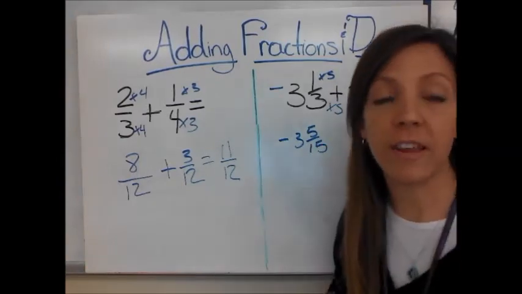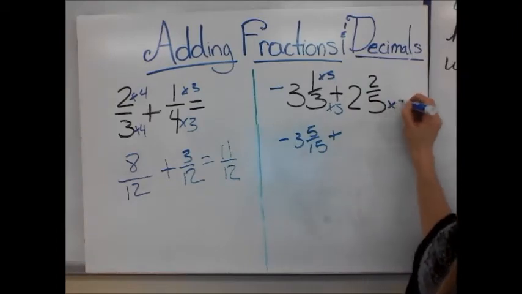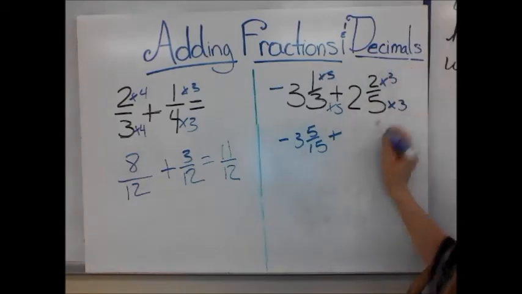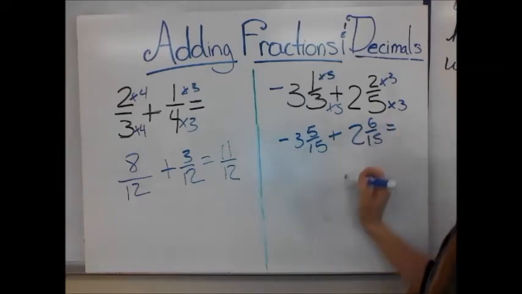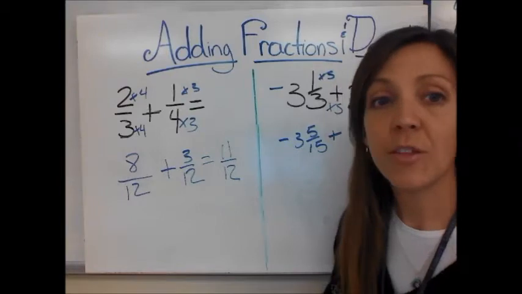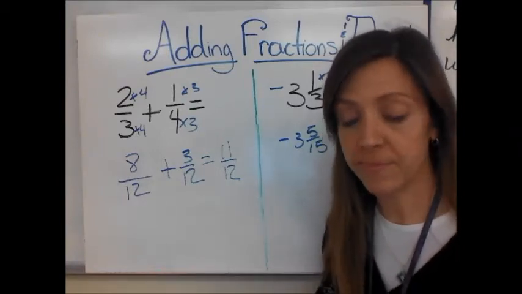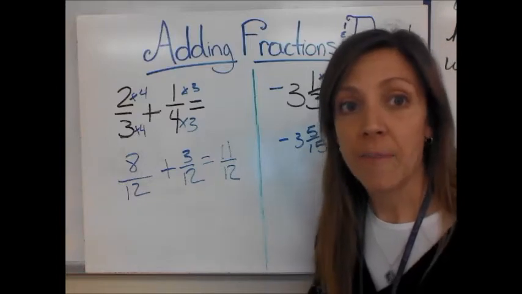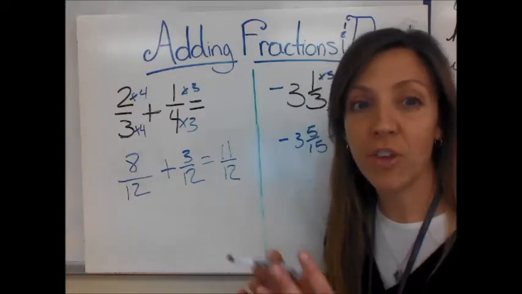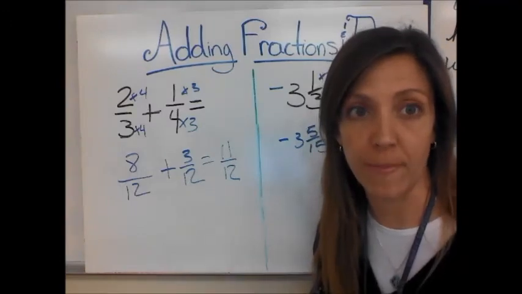My new fraction is -3 and 5/15. I'm going to multiply my 5 times 3 and my 2 times 3, and my new fraction is 2 and 6/15. Now, there are 3 different ways you could solve this one. You could go straight across and just go ahead and add them together. I'm going to show you all 3 ways, and I want you at the end of this to choose which one you like the best.